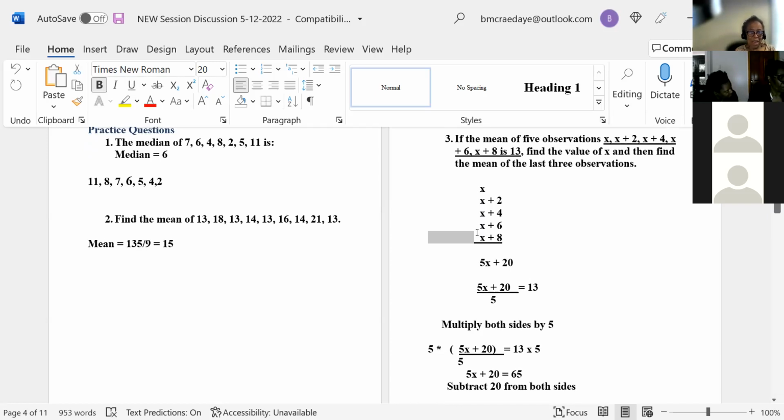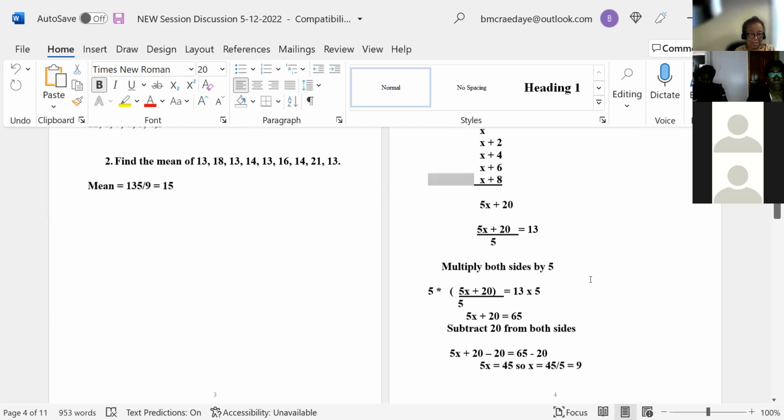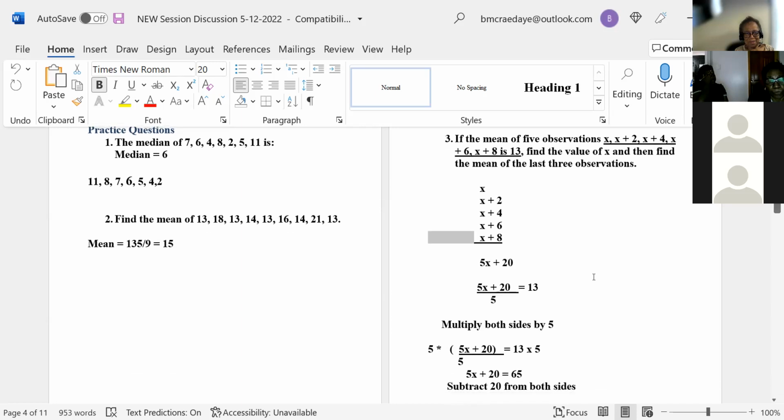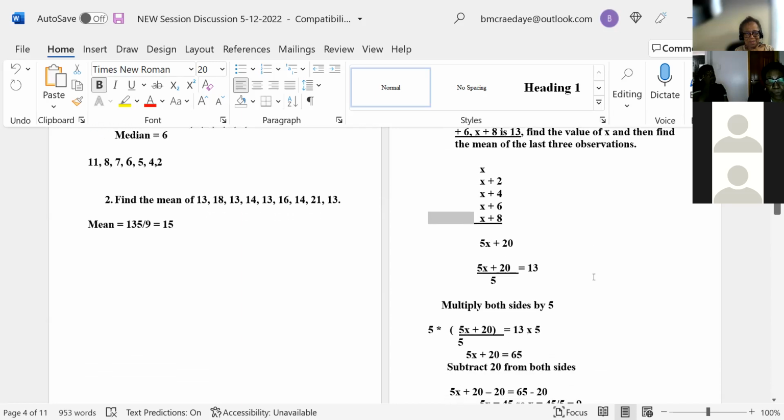So the value of x, we just have part of the problem now. The x is 9. Now, the mean of the last 3 observations. How would I find that? Anybody want to tell me? These are the last 3 right here. x plus 4, x plus 6, x plus 8. You add 4, 6, and 8, and you say 3x plus 18. And that's equal to what?